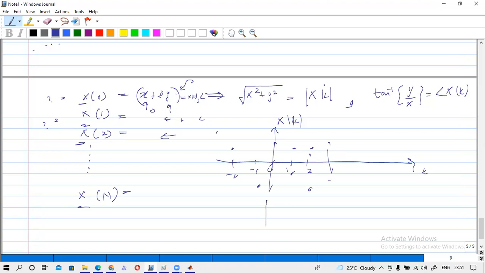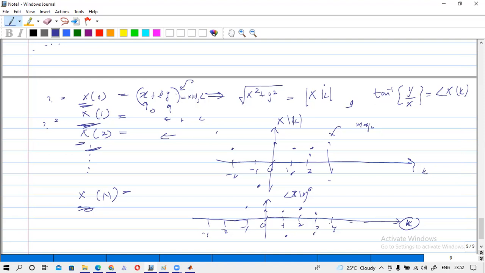And this is called the magnitude plot. In the same manner, you can plot the phase of this xk, the phase of this value, against k also. Then you will get some phases. So here k is equal to 0, 1, 2, 3, 4, and so on up to infinity, and -1, -2, -3. Then you can plot the phase corresponding to each k value. So this will be the phase plot.